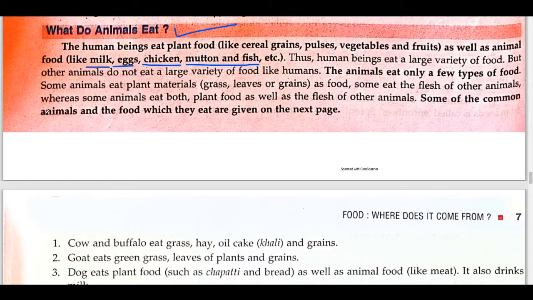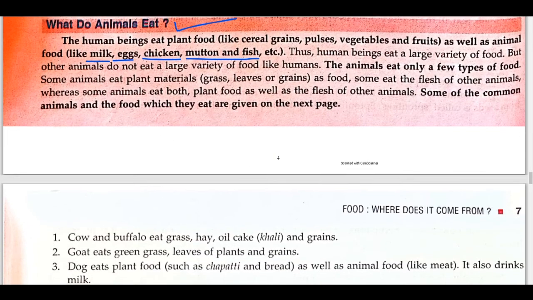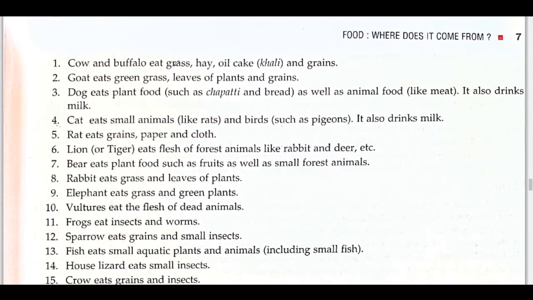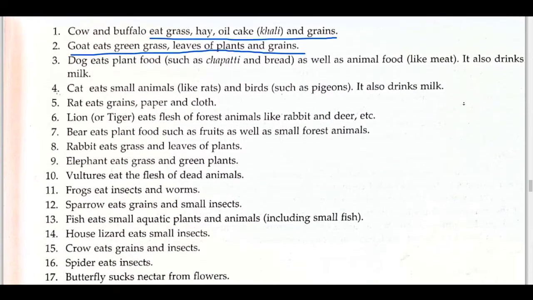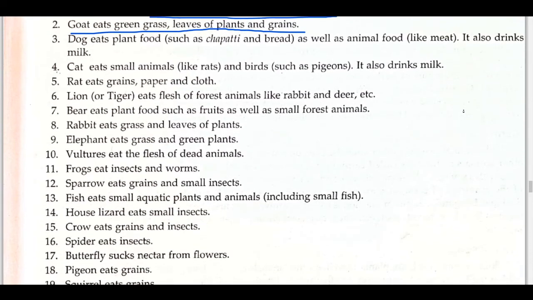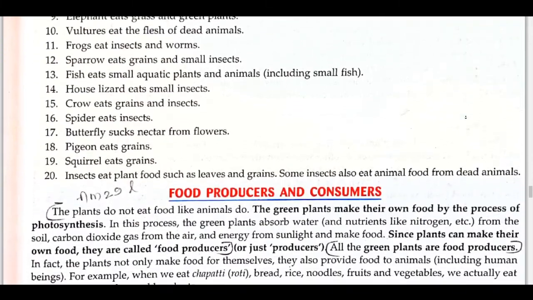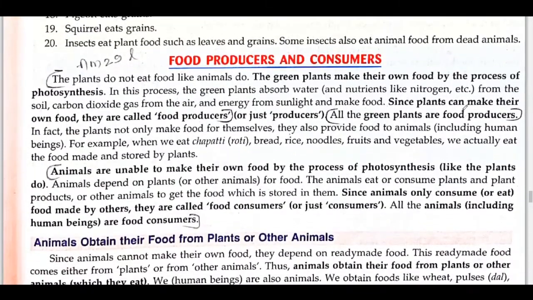I'll tell you, come here. In the first point, cow and buffalo eat grasses, oil cake and grains. Okay. Second point, goat eats green grasses, leaves of plants and grains. Okay. So this means animals also eat plants, right? Yeah, also eat vegetables, correct? Okay, now food producers and consumers. Now I'll tell you what is the meaning of producers and what is the meaning of consumers.